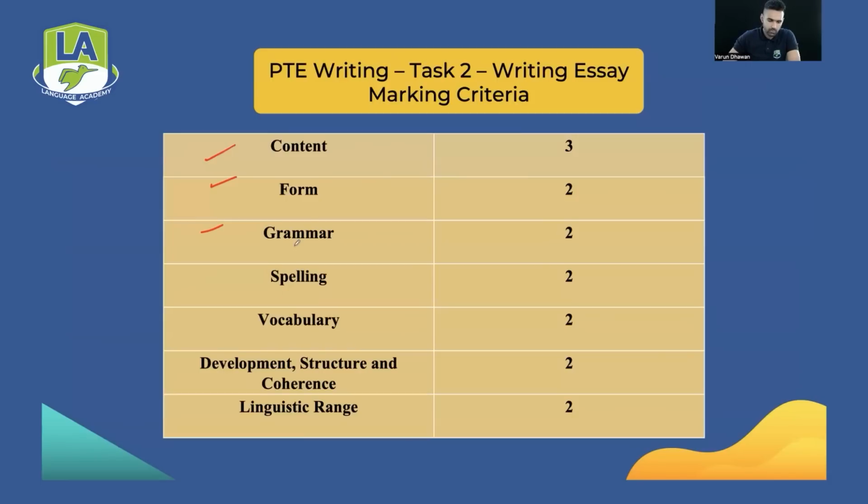You get 3 points for content. To get 3 on 3, you need to make sure you address all the things you have been asked in the essay topic. Sometimes you have only 1 statement essay topic. Sometimes you have 2 statement essay topics. Sometimes you have 3 statement essay topics. So you need to make sure you are addressing everything that is being asked in the essay.